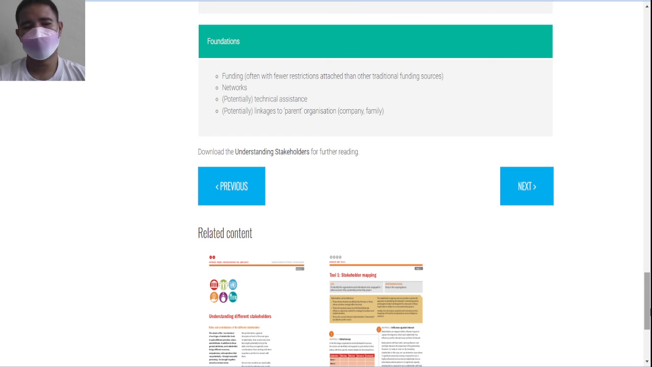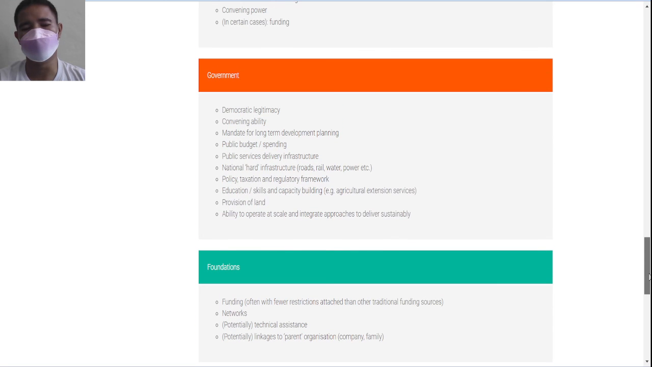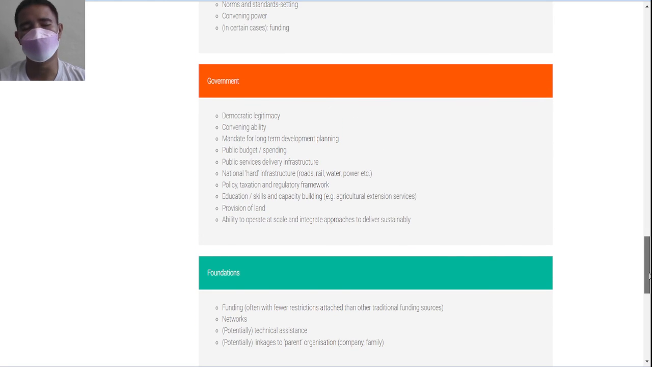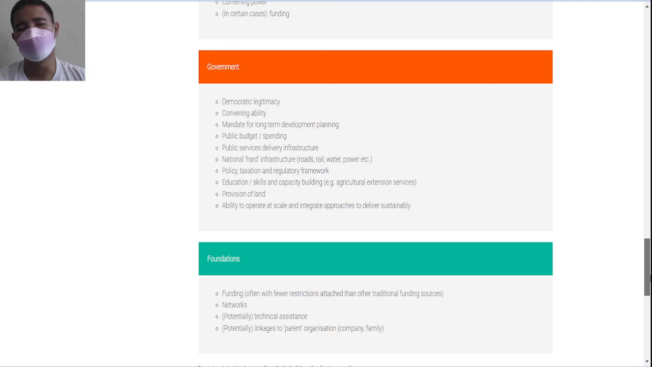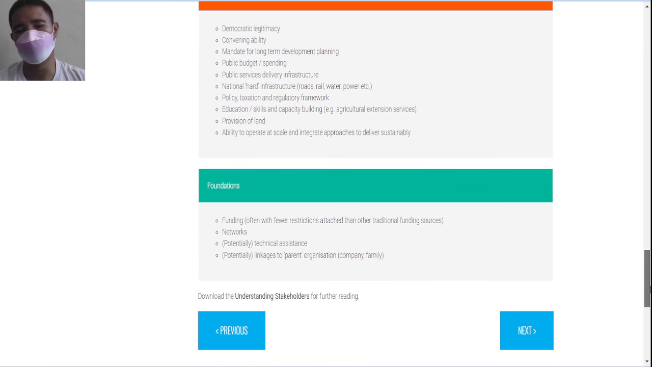So that's it, guys, and I hope you learned about what stakeholders are. These are the different elements or partners you can have for our projects with regards to the Sustainable Development Goals.